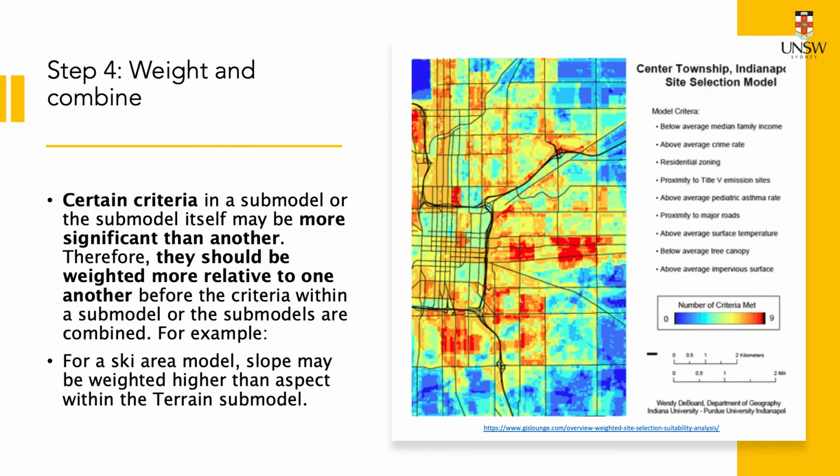Definitely, the importance of various criteria in a suitability analysis is different. Therefore, weighting the criteria based on the level of their importance is crucial before combining all the layers. For example, for a ski site, slope is more important than aspect derived from elevation data. Therefore, the weight assigned to a slope will be higher than the weight assigned to aspect in such case.